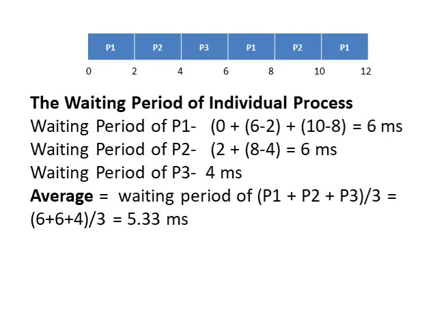So 0 to 2 it is P1, 2 to 4 P2, 4 to 6 P3, 6 to 8 P1 is scheduled, and 8 to 10 P2, 10 to 12 P1. So this is the time chart that we have. So this time chart will be helpful for calculating waiting period of individual processes. So let us start with the waiting period of P1. Okay, so let us see, P1 has been scheduled 3 times. So we will have 3 different time instances to calculate waiting period of P1.